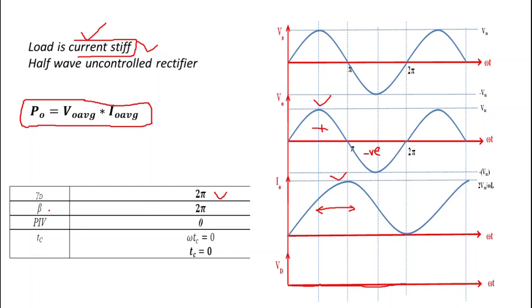Now what is excitation angle? Excitation angle is the angle up to which we get current, and we know that we get current up to 2 pi. That's why the excitation angle is 2 pi. What is peak inverse voltage? There is no drop across this diode. That's why peak inverse voltage is equal to 0. What is circuit turn off time? It is the time for which the diode is reverse biased, and here we see that for no time is the diode reverse biased. That's why circuit turn off time is equal to 0.